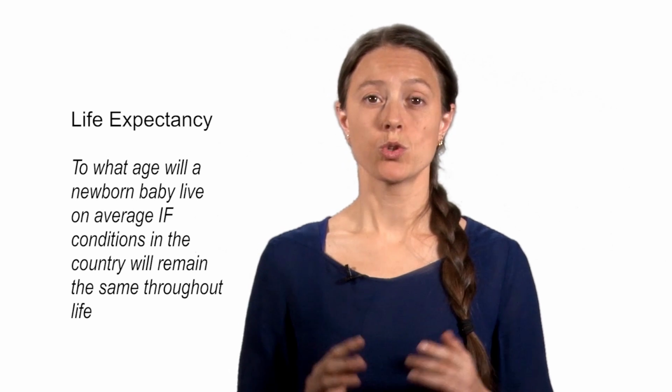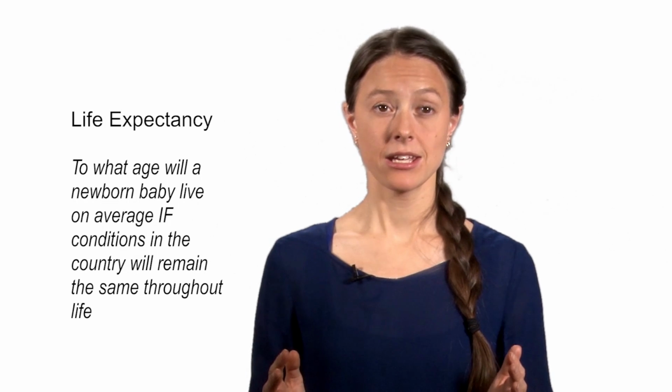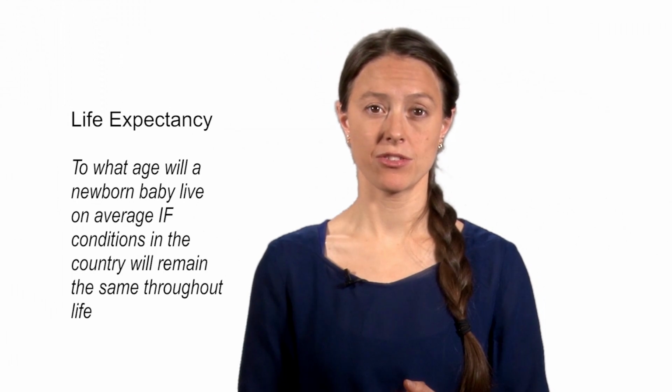Life expectancy means to what age will a newborn baby live on average if conditions in the country will remain the same throughout the life. What if in the next few years a very effective vaccine against malaria is developed? Malaria that causes 7% of all deaths in Tanzania. Will life expectancy for a baby remain the same? No, of course not. If the risk of dying from malaria is eliminated, life expectancy will go up. So, average length of life of a newborn infant, if the risk of dying from different causes stays the same, is how we define life expectancy.